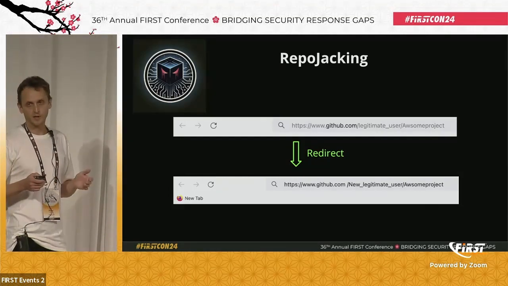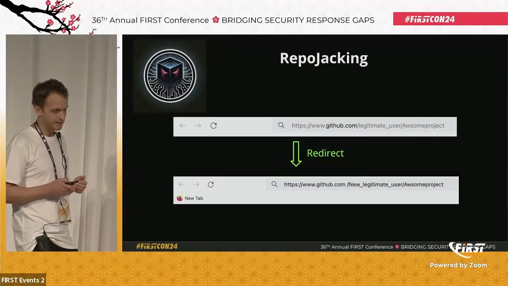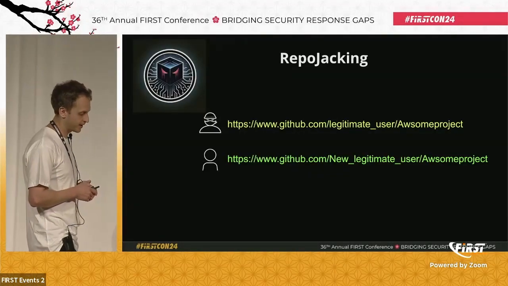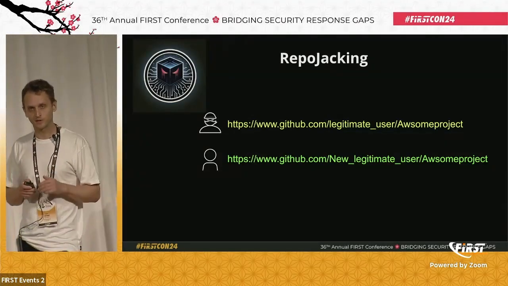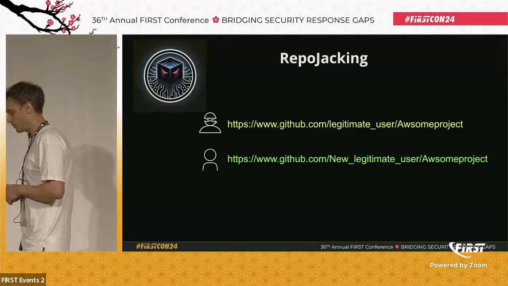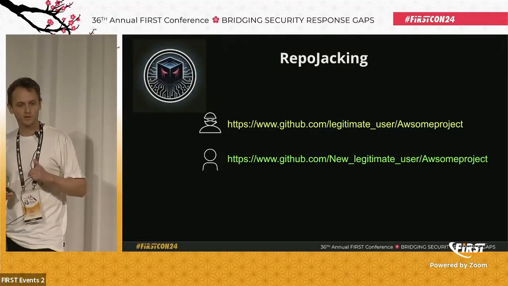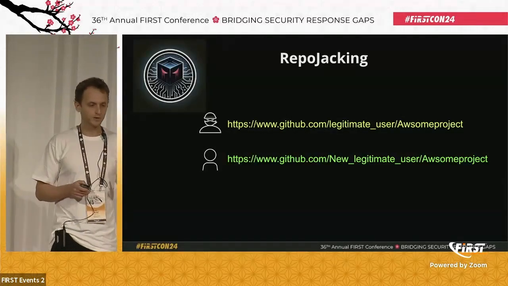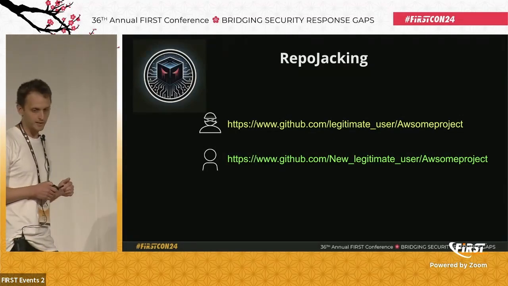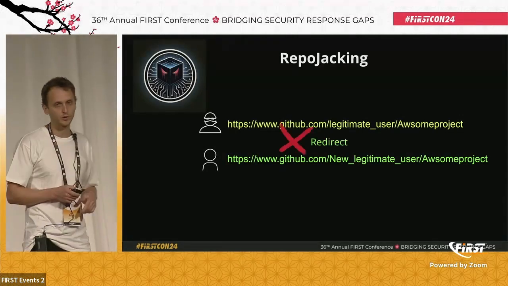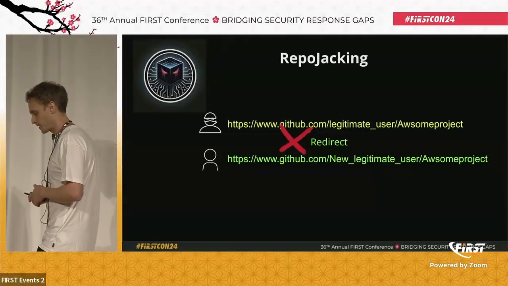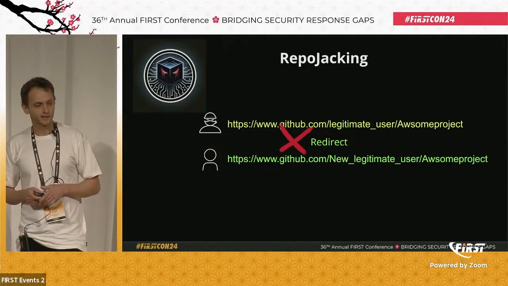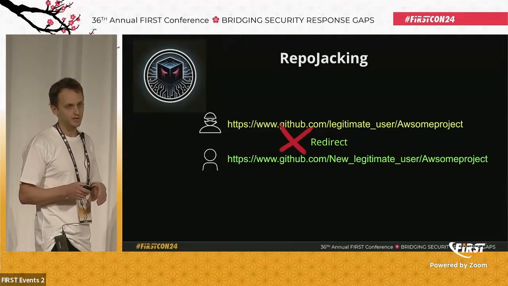So what is the problem here? Let's say an attacker is now able to register a new user with legitimate user, because now this username is available. And he will open a new repository, which is called awesome project. From now on, if you enter in your browser legitimate user awesome project, it will no longer redirect you to the legit repository.